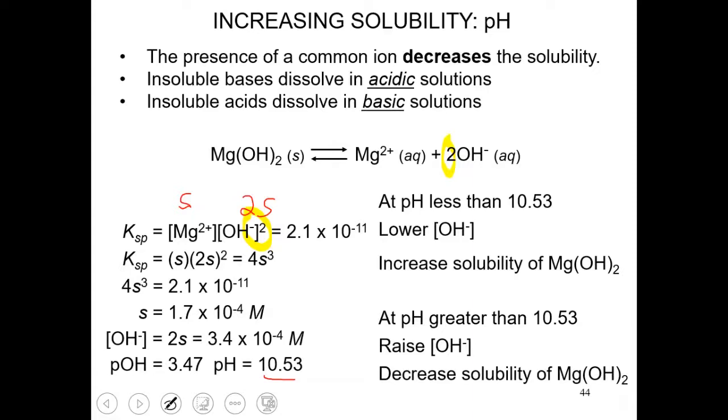All right, so let's wrap it up here by going through a set of exercises. Again, remember, the idea here is that if the compound in question has an ion that is susceptible to changes in pH, then I should be able to alter the solubility of the compound by changing the pH. However, I need to decide if what I need to do is increase the pH or decrease the pH. In other words, do I need to add acid or do I need to add base, right?